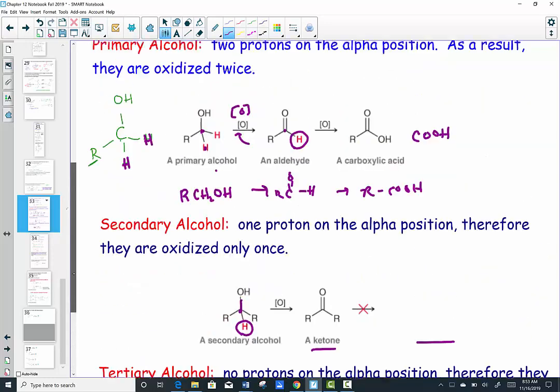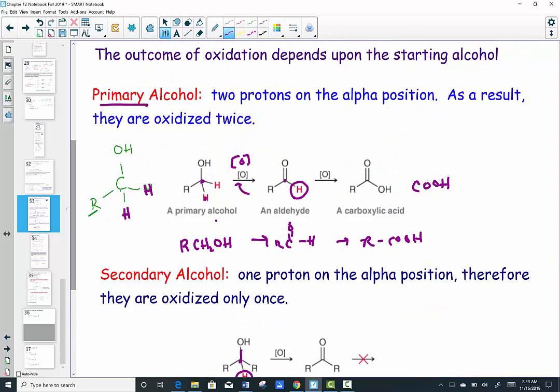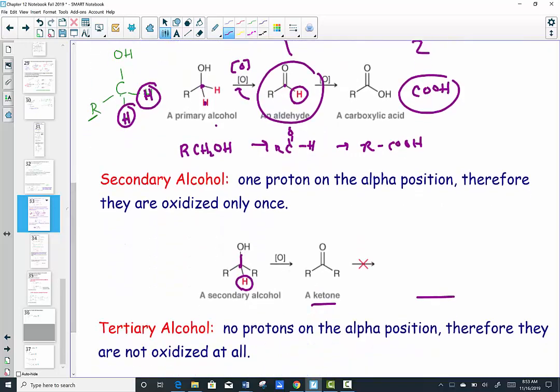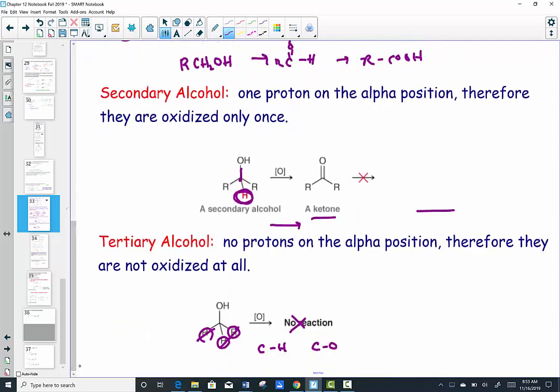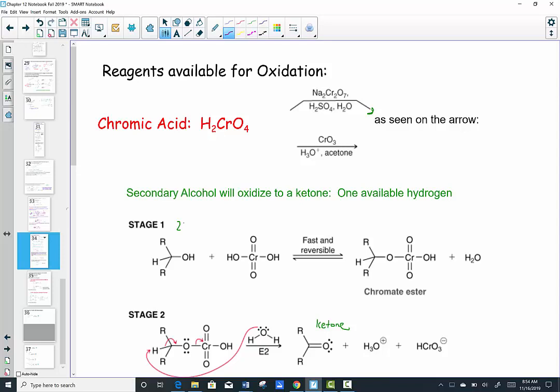So just to reinforce, if I have a primary alcohol, I have an aldehyde and the carboxylic acid in step 1, step 2, 2 conversions due to the 2 hydrogens available. In a secondary alcohol, there is just 1 hydrogen available, so a 1-step oxidative process to form the ketone. And since tertiaries have no available hydrogen, no oxidation is possible. Now, what are these oxidative reagents? What are these mystery reagents up on the arrow? Well, let's introduce some of those to you.